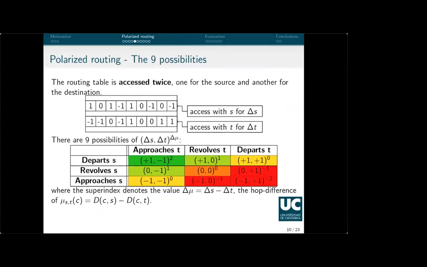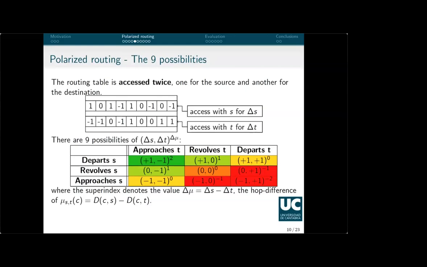Thus, we make two accesses to the routing table, one for the source and another for the destination. Each of these accesses has 3 possible values. This gives a total of 9 possibilities that we can show in the table below. The hops beneficial to take are colored green and the regressive ones in red.